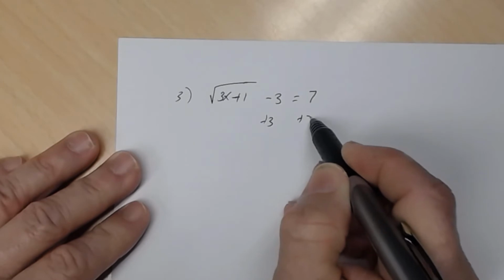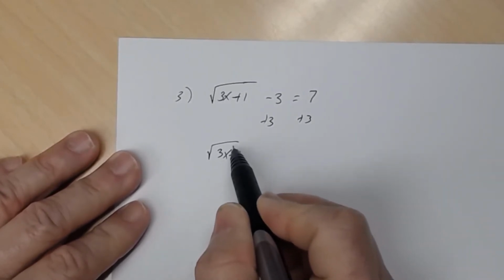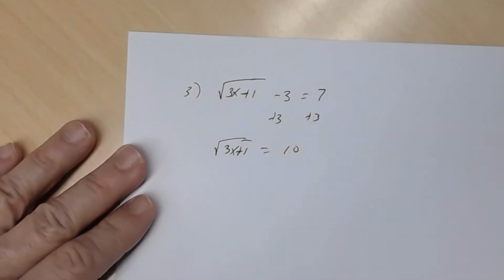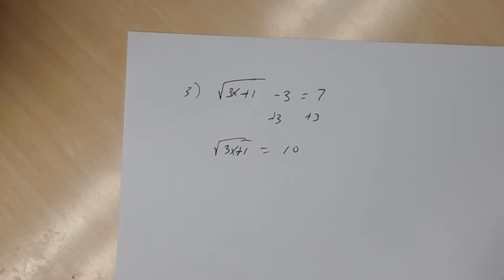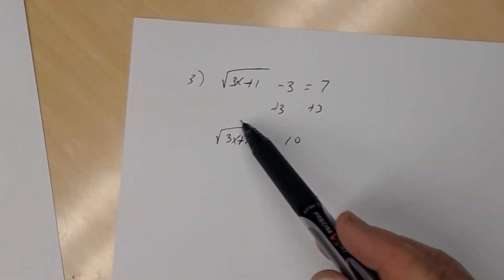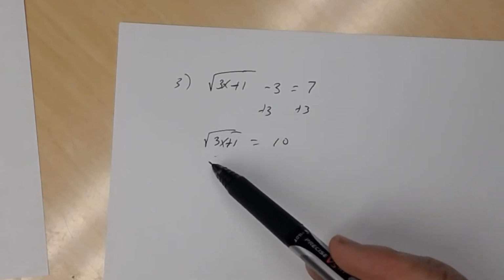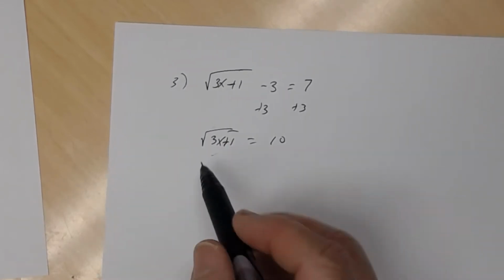So I'm going to add 3 to both sides. And so I get the square root of 3x plus 1 is equal to 10. Okay? Now, again, before you square both sides, you have to make sure that the square root is by itself.